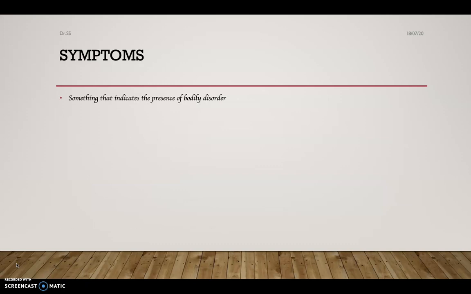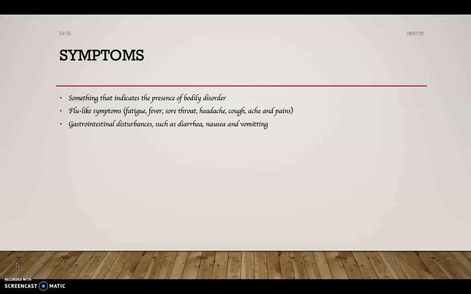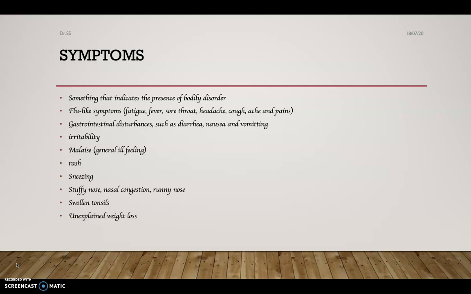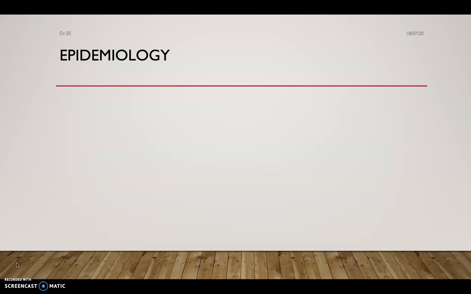Next one, symptoms. Symptoms are something by which a physical disorder of the body is indicated. For example, viral symptoms: flu-like symptoms, gastrointestinal disturbances, irritability, malaise, rashes, sneezing, stuffy nose, swollen tonsils, and unexplained weight loss. These are some of the symptoms of viral disease. This changes from virus to virus. Some other symptoms also arise that are unique to some viruses. We will see in detail later.